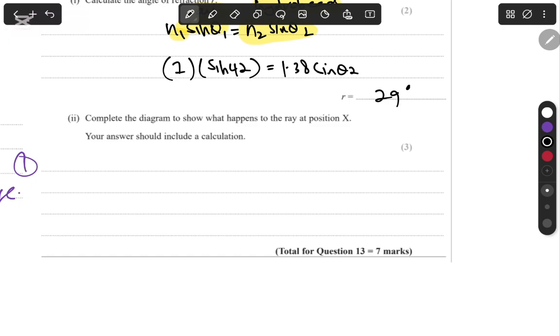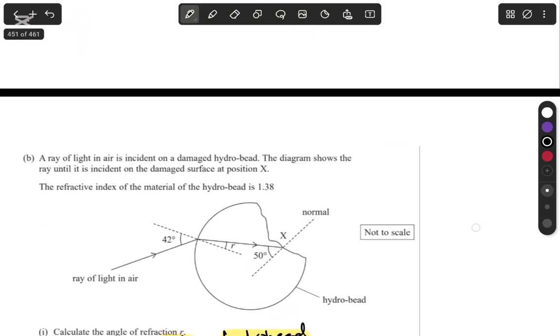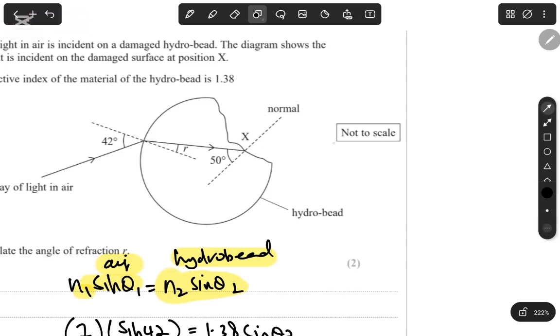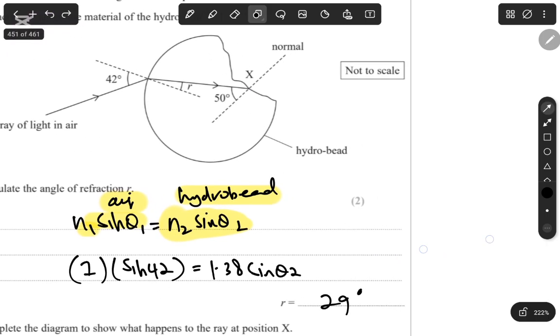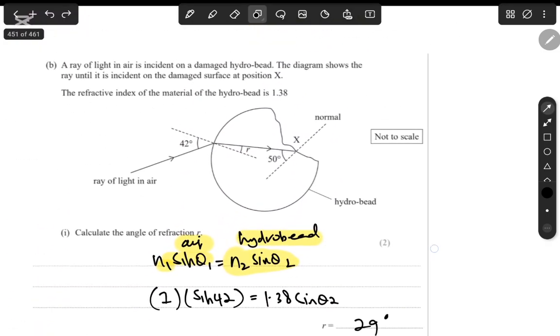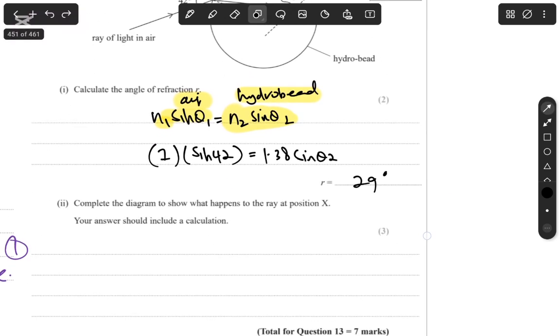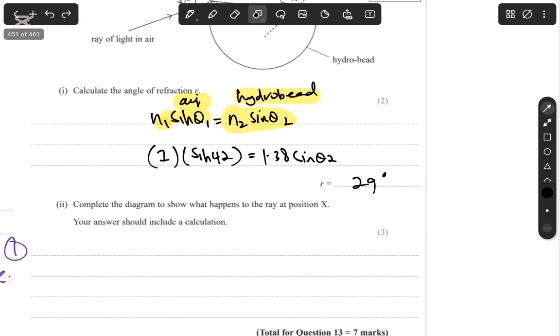The last part of the question says, complete the diagram to show what happens to the ray at position X. So what would happen to the ray at position X? Now, a couple of things could happen. It could refract away from the normal, or it could totally internally reflect. So those are 2 things that could happen. Let's see what would happen. I think this is talking about total internal reflection, particularly. So let's find the critical angle, and then compare it with the incident angle. That's going to help us out.